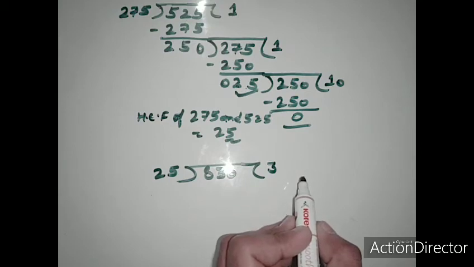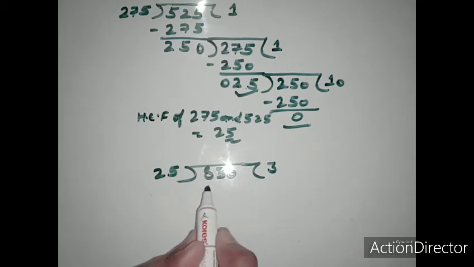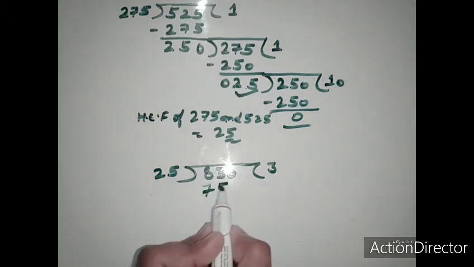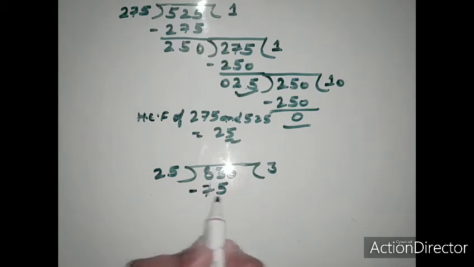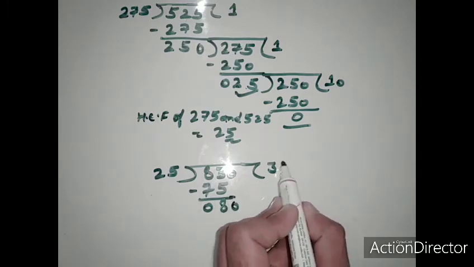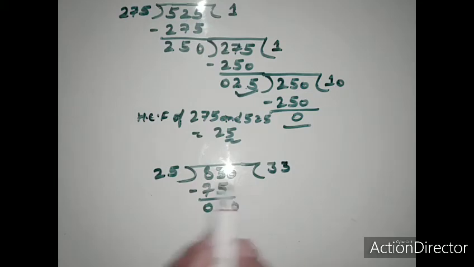3 times, right? So here we get 25 sevens, 25 threes are 75. Now after that we subtract these two numbers. Here we get 8 as a difference. Now we take 0 here and again divide by 3. Divide 3 times, right? 25 threes are 75. Now we get 5 as a difference.